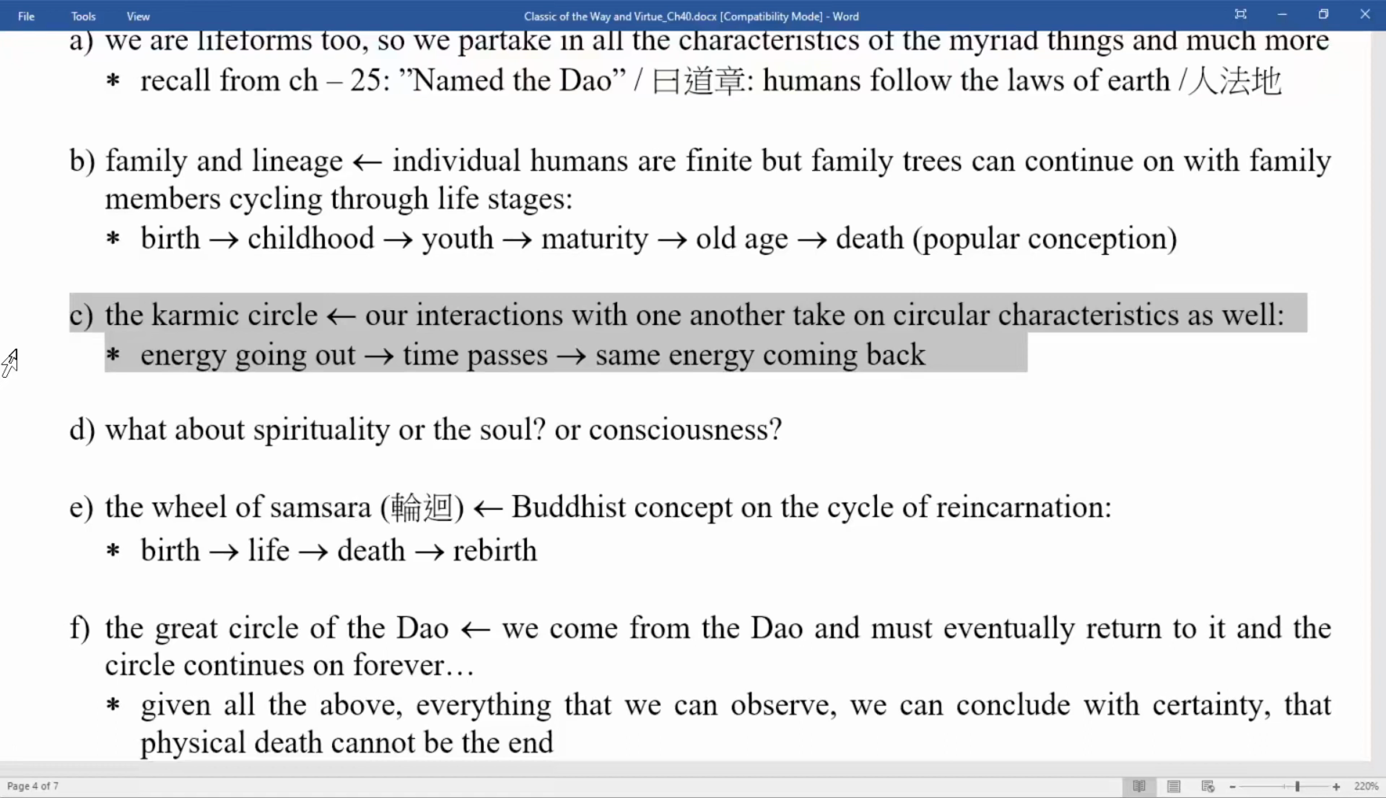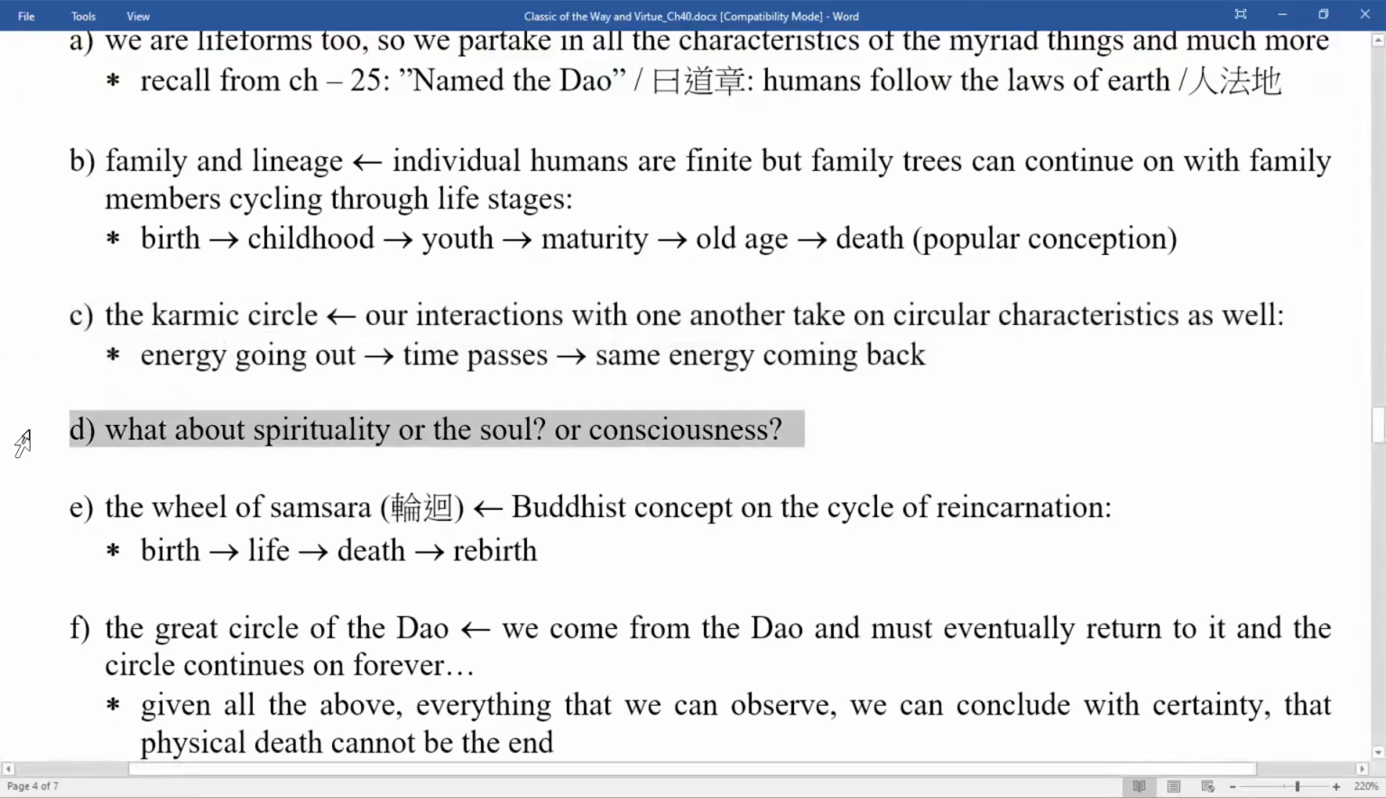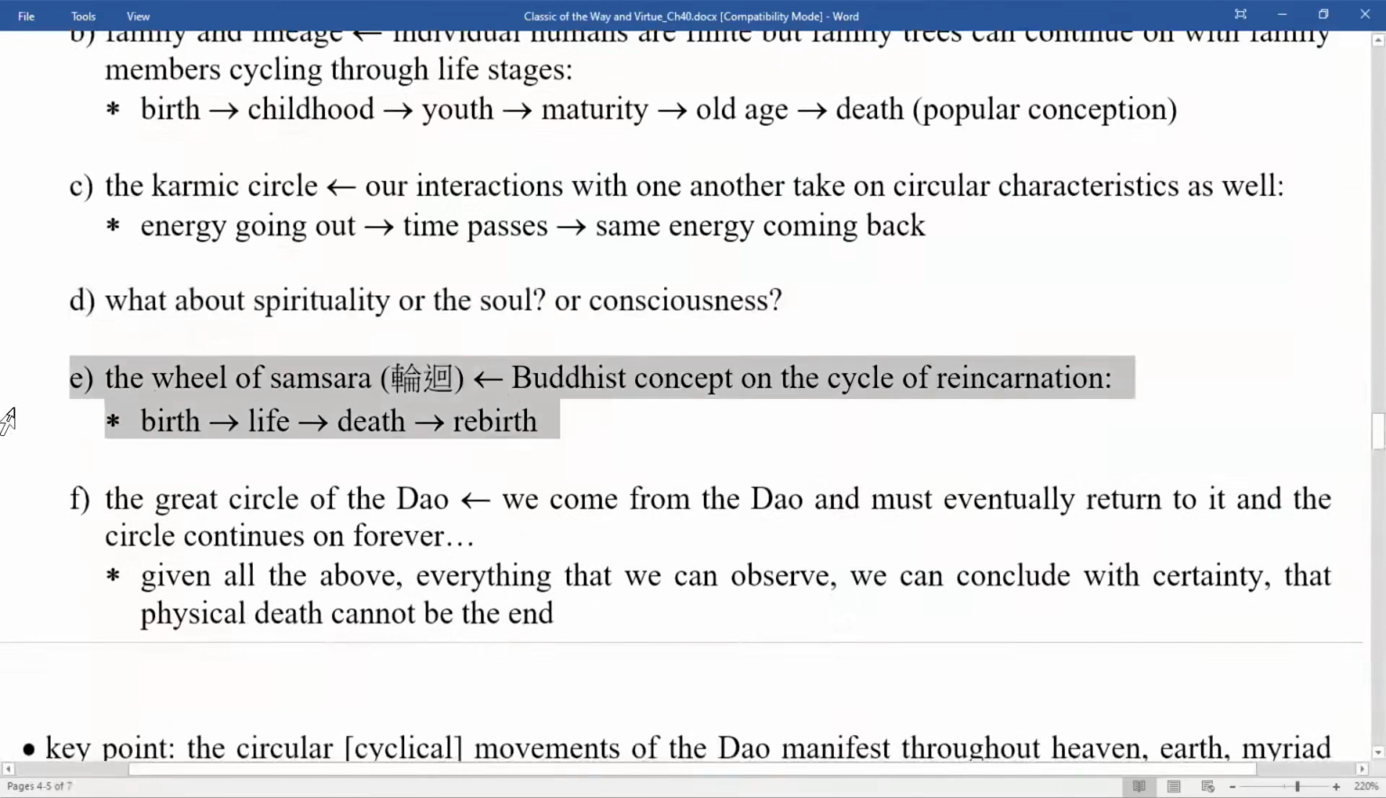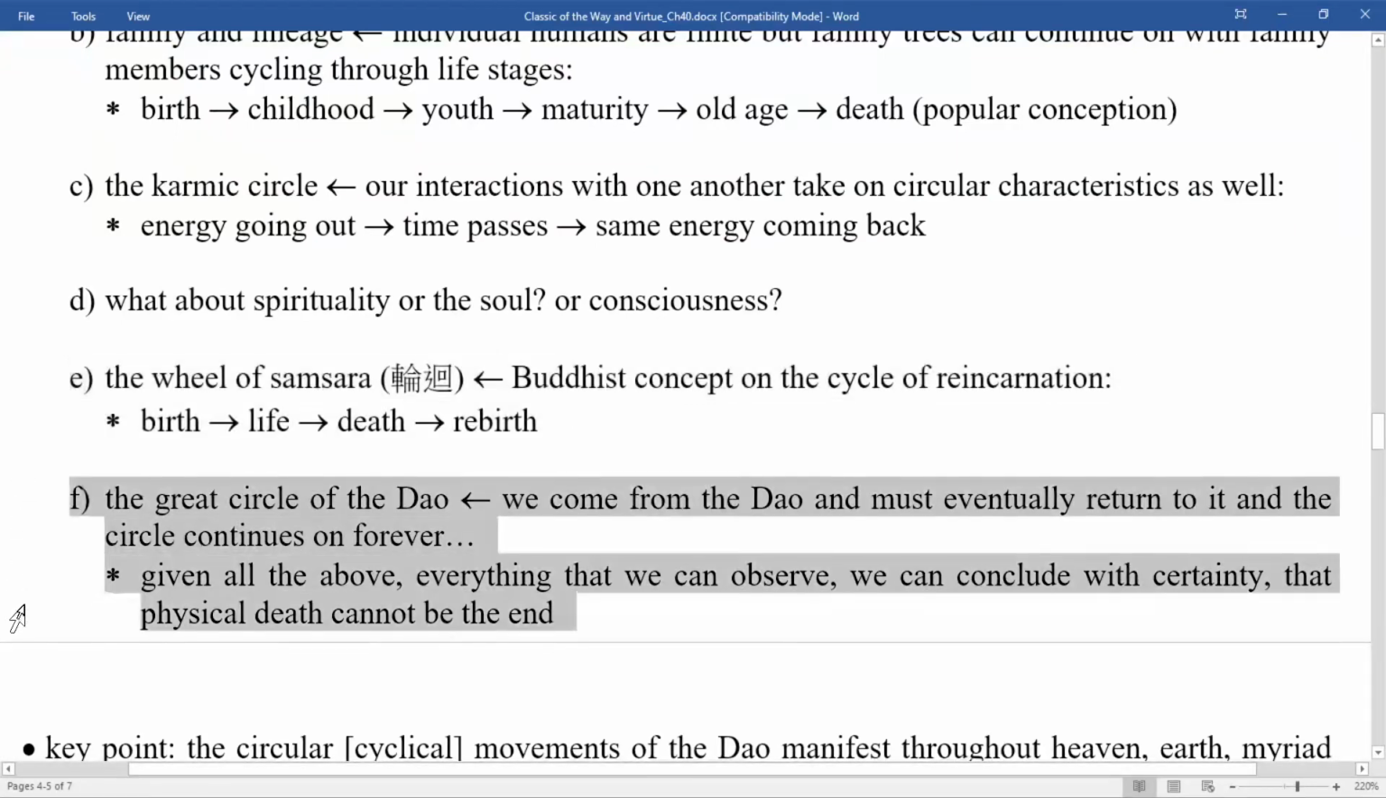But what about spirituality, the soul or consciousness? Here is where we get to the Buddhist concept of the cycle of reincarnation: birth, life, death, rebirth, and then it continues again. Birth, life, death, etc. So that's the same idea. So what is the great circle of the Tao?